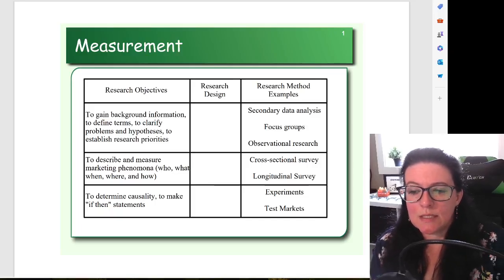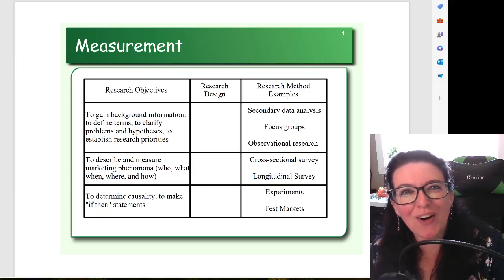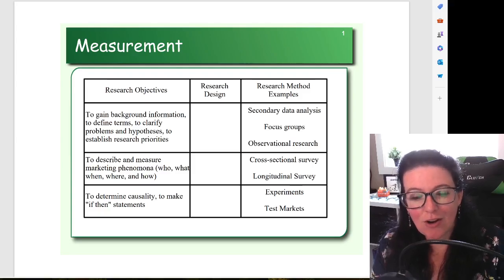We've been discussing different types of research methods. So, just to recap, what are the three research designs? They are exploratory, descriptive, and causal.